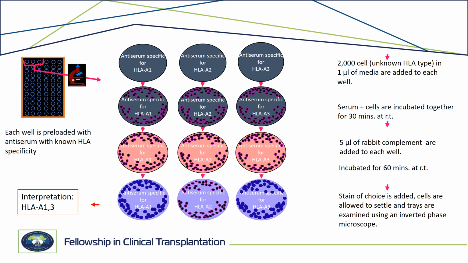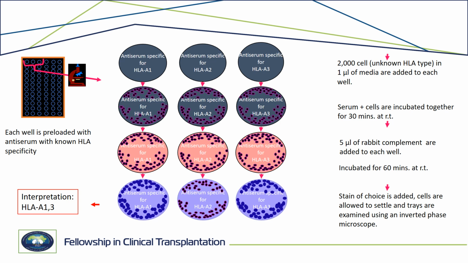So in this slide, we have a more detailed explanation of the complement-dependent cytotoxicity assay and why it was called complement-dependent cytotoxicity. On the left side, you can see the Terasaki plate that I was mentioning in the earlier slide. Here we picked 3 wells of this Terasaki plate and put them in the center of this slide. The first well has an anti-sera against A1. The second well has an anti-sera against A2. And the third well has an anti-sera against A3.